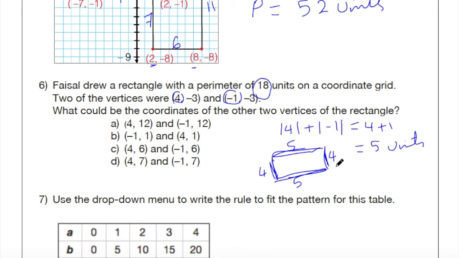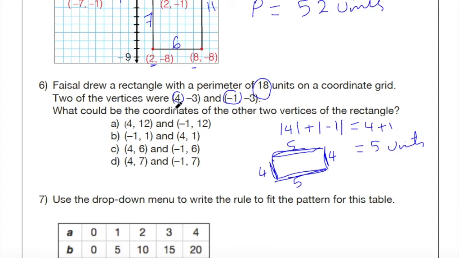Now we're going to search for the vertices which give me the distance 4. For the first one, you have (4, 12) and here (4, -1). So 3 will be added to 12 because they are in different signs, so it gives you 15, which is not 4. Second one, you have (-1, 1) and here (-1, -3). So it will be 1 plus 3 equals 4.